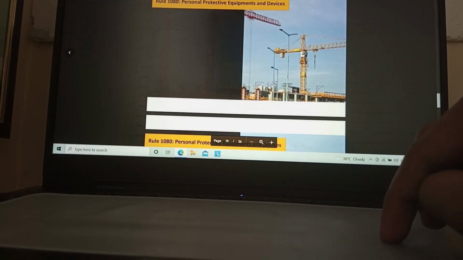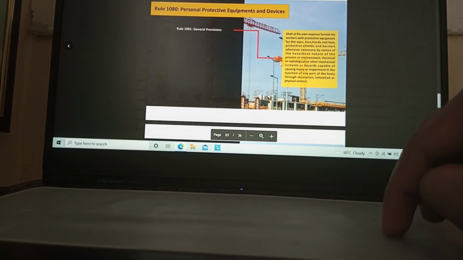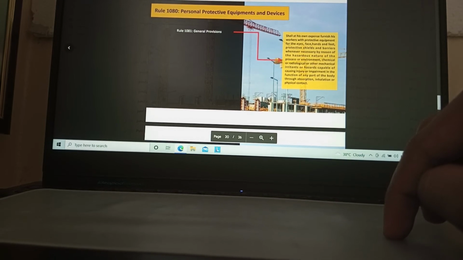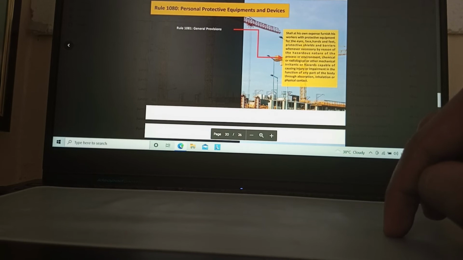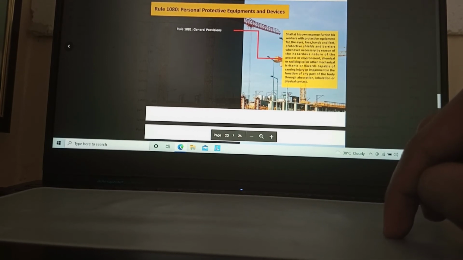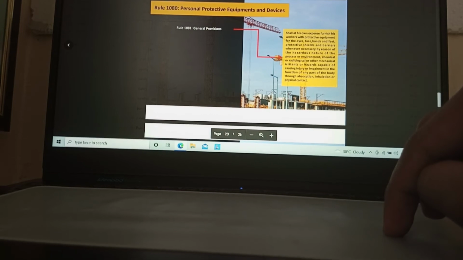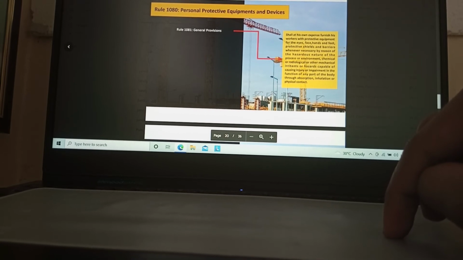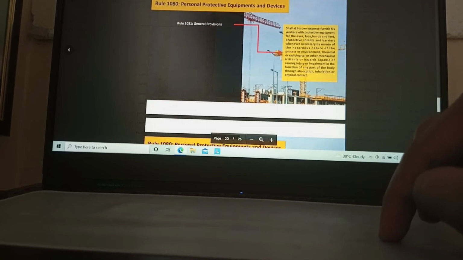Rule 1080. Protection, personal protective equipment and devices. Rule 1081. General provision: the employer shall at his own expense furnish his workers with protective equipment for eyes, face, hands, and feet, protective shields and barriers whenever necessary by reason of the hazardous nature of the process or environment, chemical, radiological, or mechanical irritants or other hazards capable of causing injury or impairment in the function of any part of the body through absorption, inhalation, or physical contact.